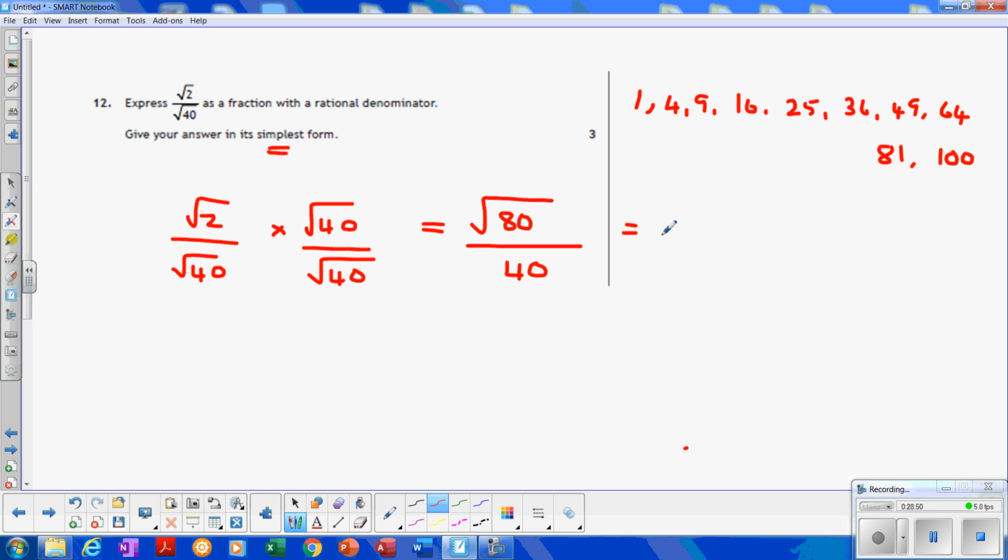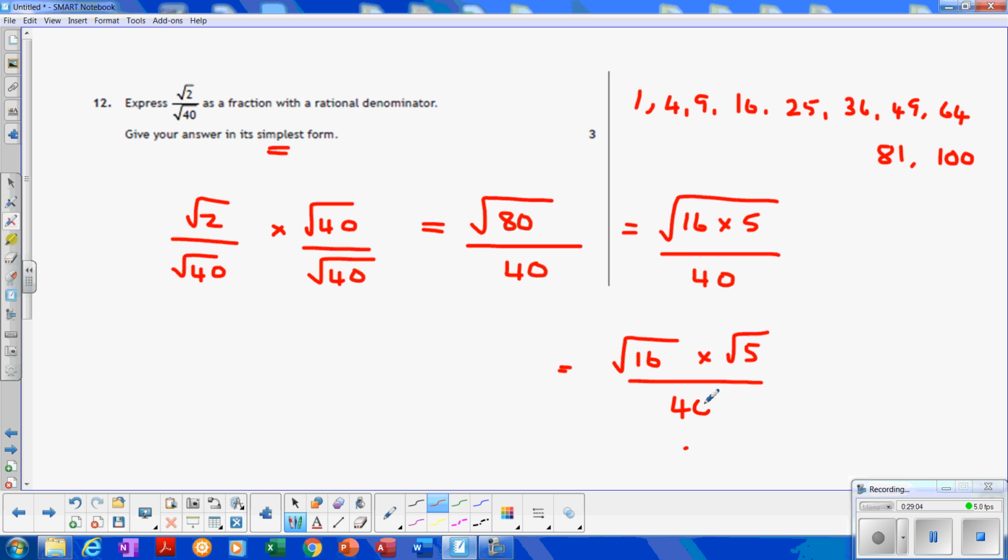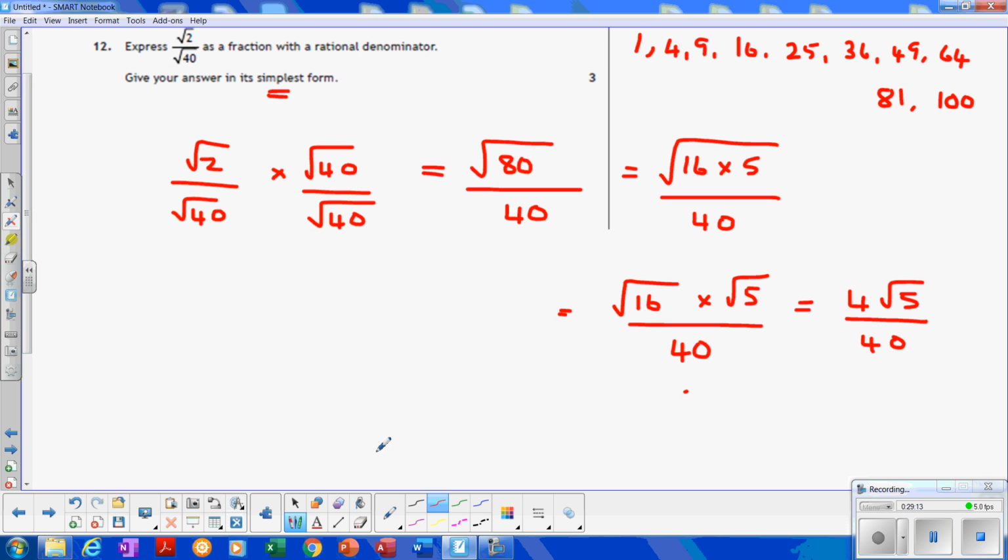So that's equal to the square root of 16 multiplied by 5, all divided by 40. Break your root sign, so it's root 16 multiplied by root 5 divided by 40. Root 16 is 4, so it's 4 root 5 over 40. And now we've got a fraction to simplify and cancel down. So both will divide by 4, so 4 into 4 goes once, 4 into 40 goes 10 times. So it turned out to be the square root of 5 divided by 10.